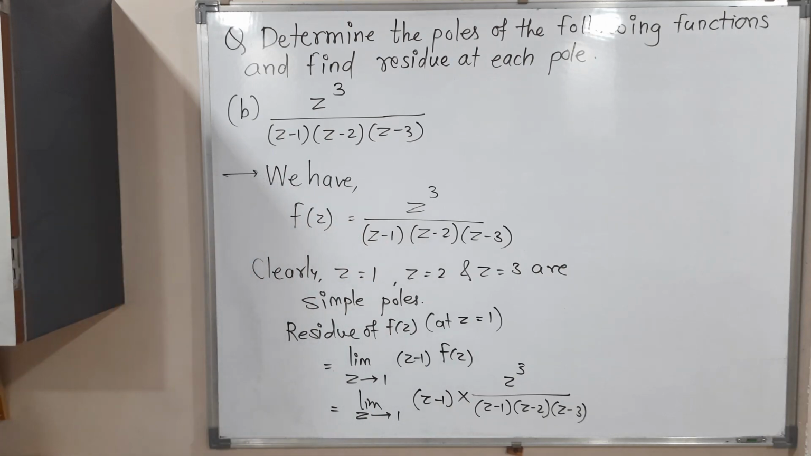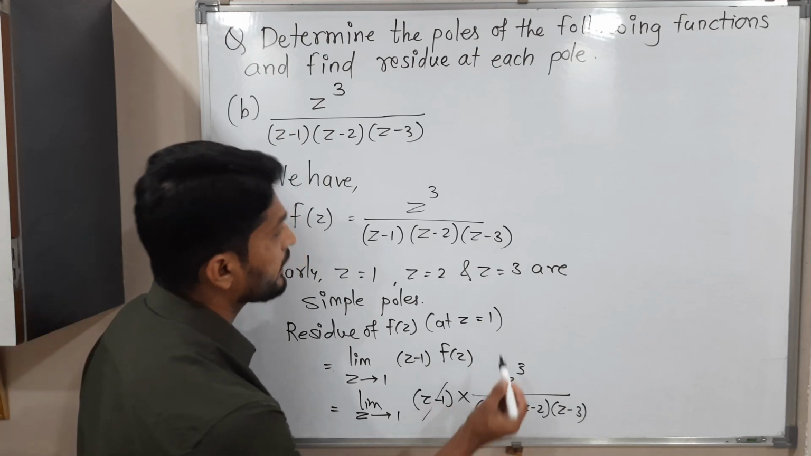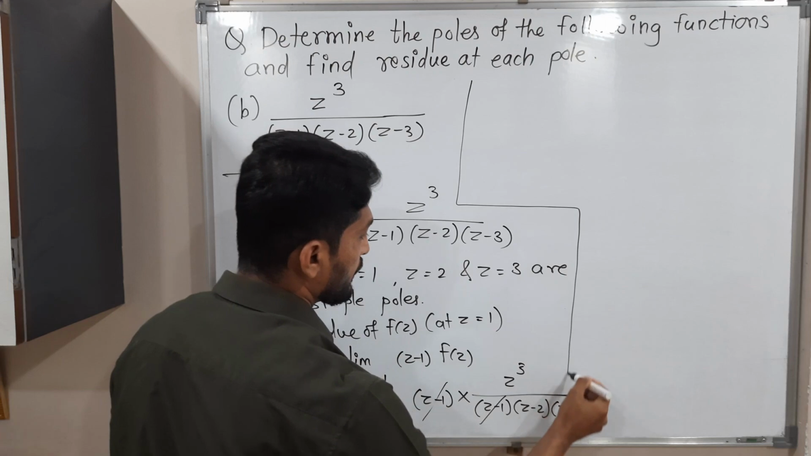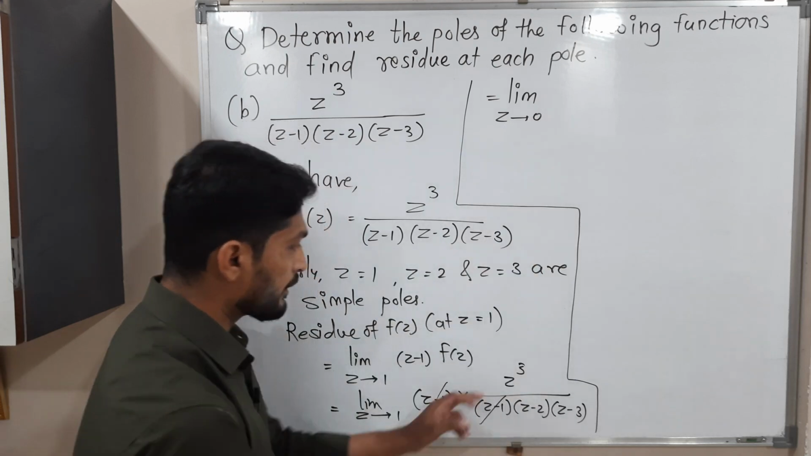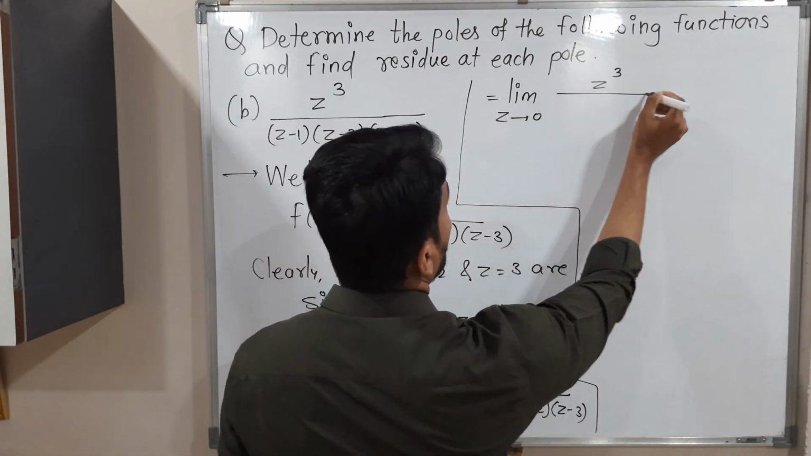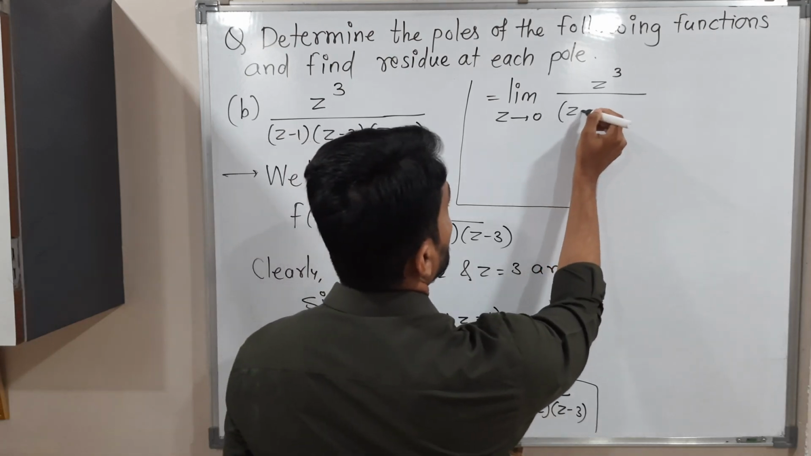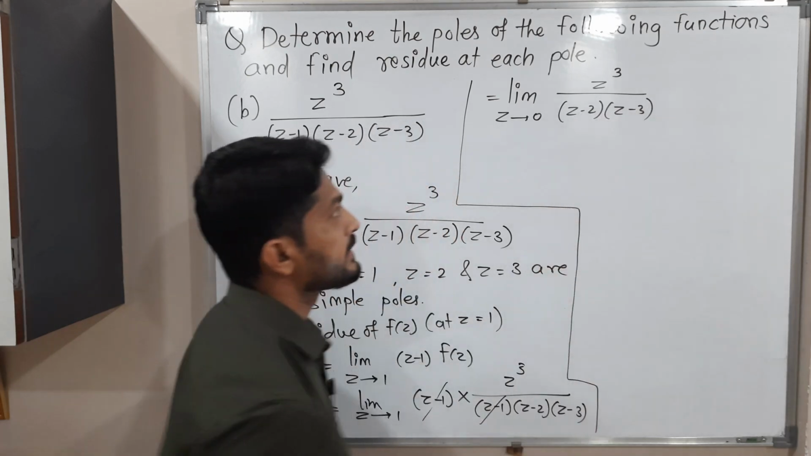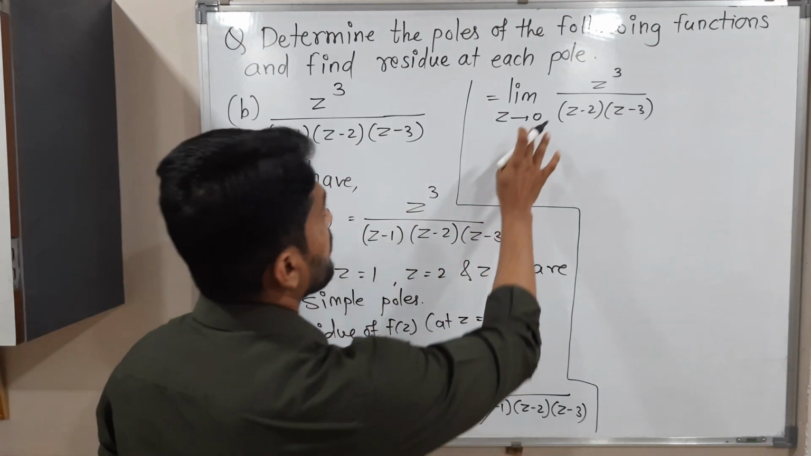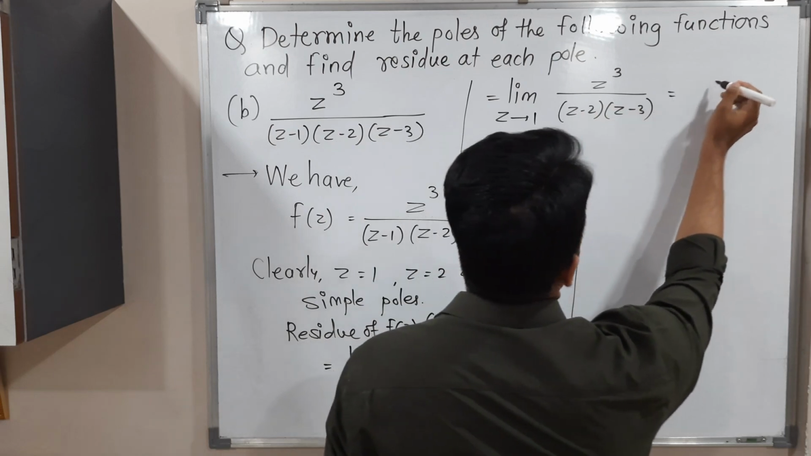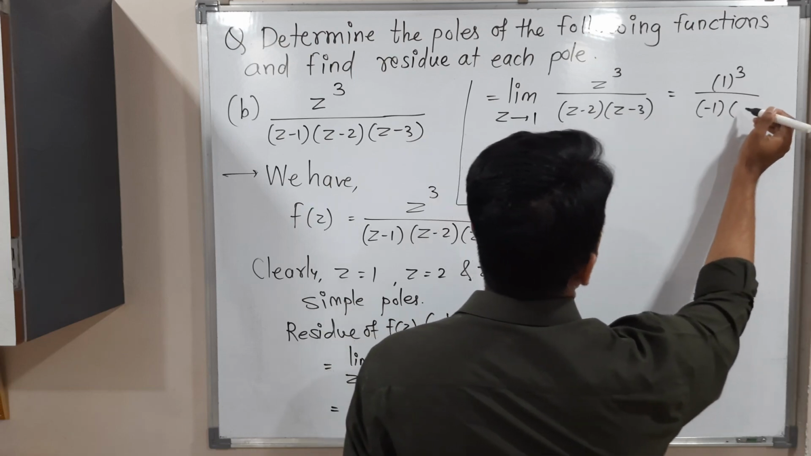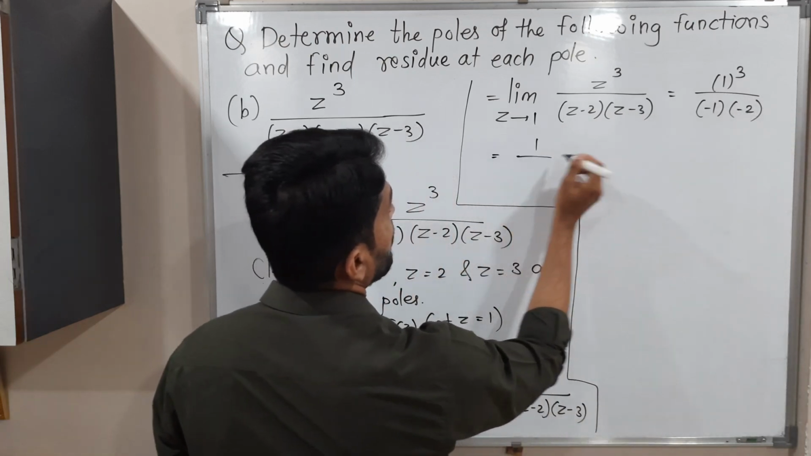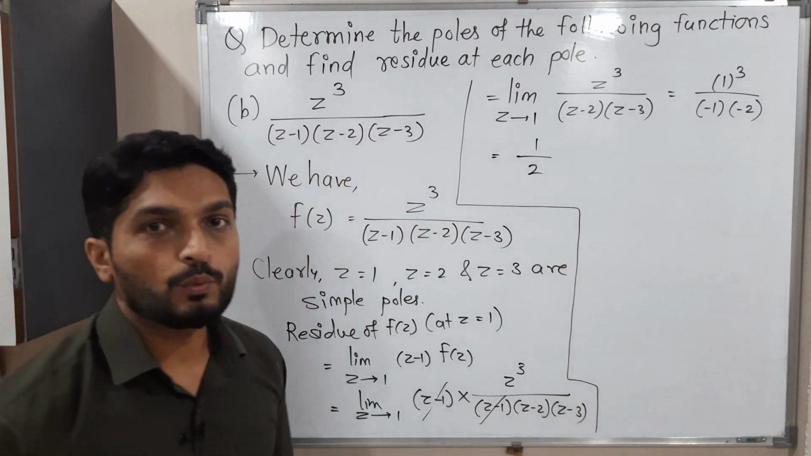So tell me, can we cancel anything here? Yes, definitely I can cancel. This z minus 1 and z minus 1 will get cancelled. Let us continue the next part here. This is equal to limit z tends to 1. At numerator we have z cube and in denominator we have z minus 2, z minus 3. Now we have to find the value of this limit. That means simply we have to put z is equal to 1. We have to put 1 cube. If I put 1, 1 minus 2, minus 1. If I put 1, 1 minus 3, minus 2. 1 cube is 1. Product of these two is 2. So the residue is 1 by 2, right?